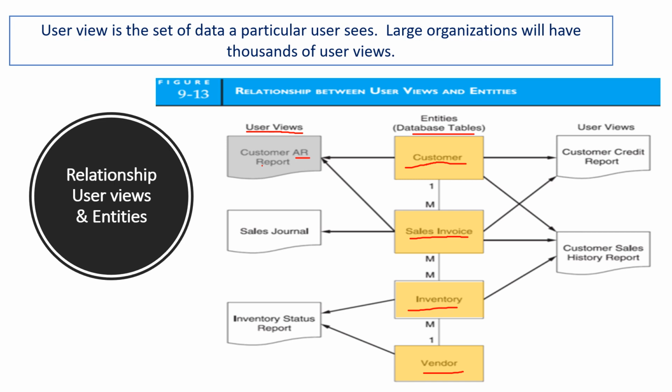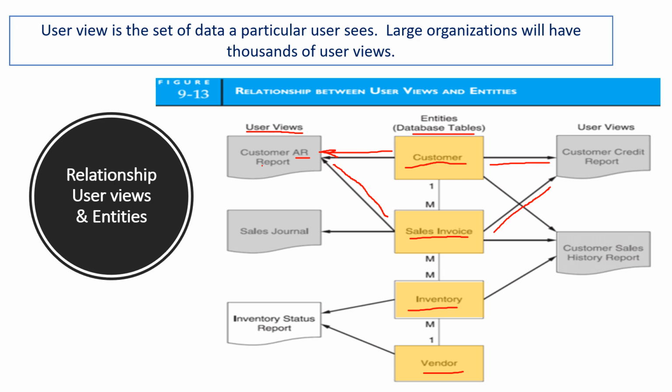They will get it first. They will get information about customers from the customer table, the name of the customer, the number of the customer. Also they will get some information about the balances from the sales invoice, to form this report. Other than that, the customer credit report will also come from two sources, from the customer table and from sales invoice. Sales journal will come from sales invoice.